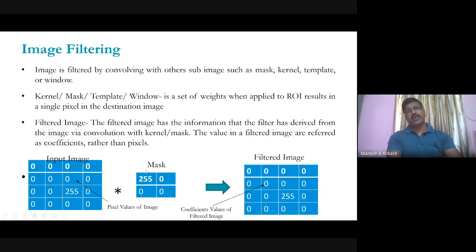Here I have shown you, for example, a 2x2 mask or 2x2 filter. You can have a 3x3 filter, so the total number of weights will be 3x3, that is 9. Here 2x2 will be 4, and so on. Generally an odd-sized mask is considered, like 3x3 or 5x5 or 7x7, and so on. So the filtered image has the information that the mask extracts from the image.